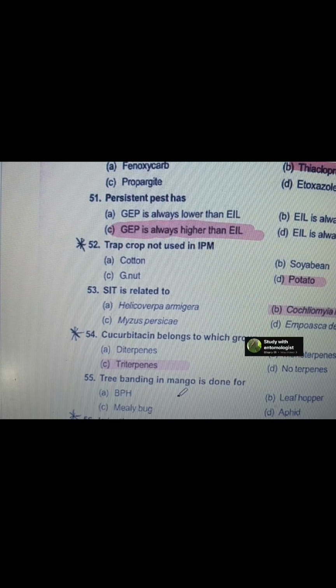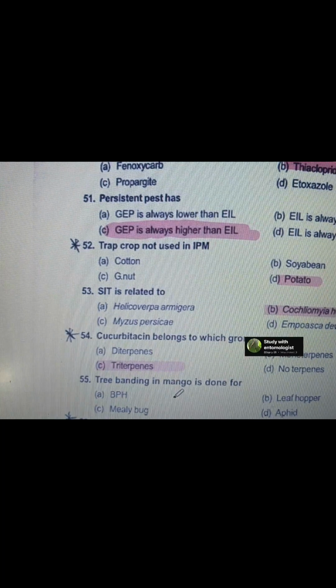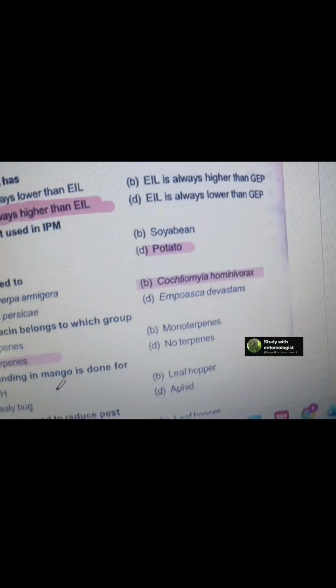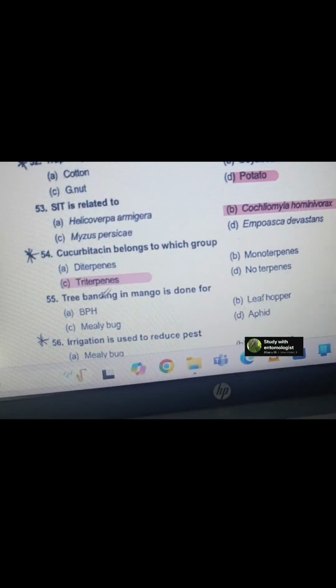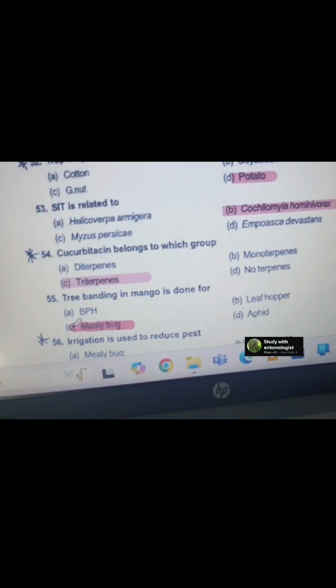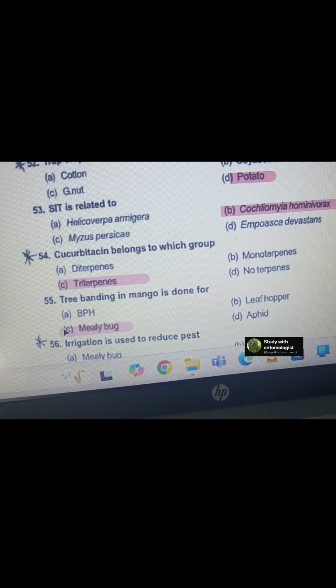Likewise, azadirachtin comes under the tetranortriterpenoids group. Then, tree bending in mango is done for controlling mealybug. So it is a better management practice for controlling mealybug.